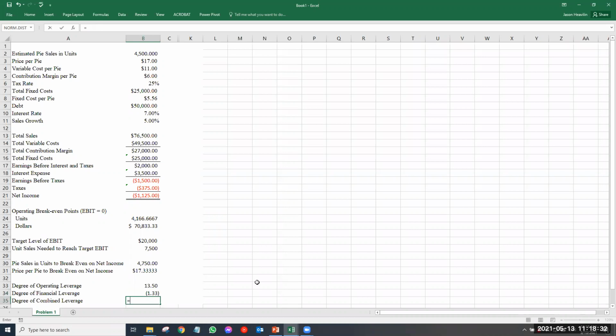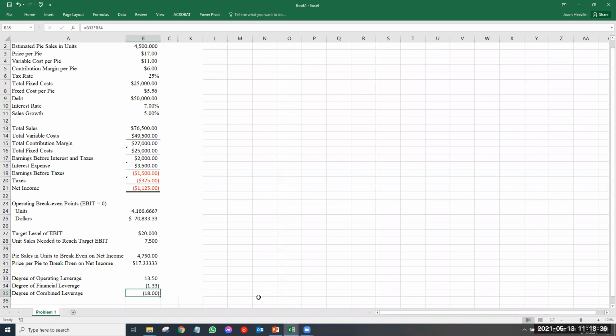Now, the degree of combined leverage, all you do is multiply these two. Again, being a negative is bad. In this case, when you look at both, the negative is coming from financial leverage, so that's something you have to address there if you want to go positive. But on the same note, this one could be high, could be low, who knows?